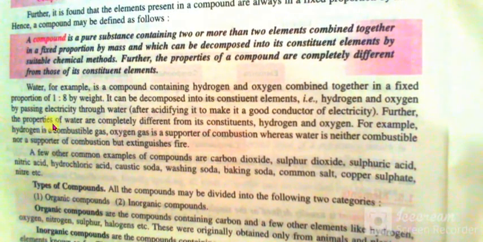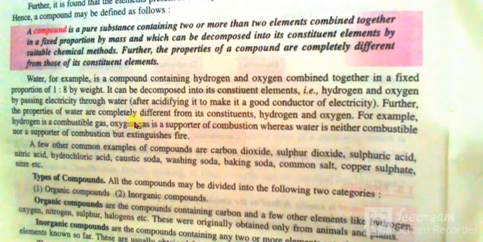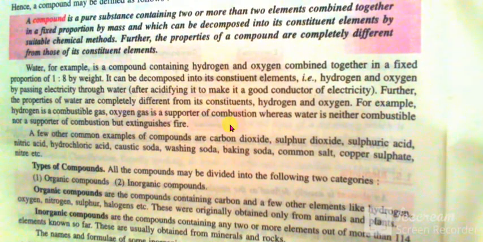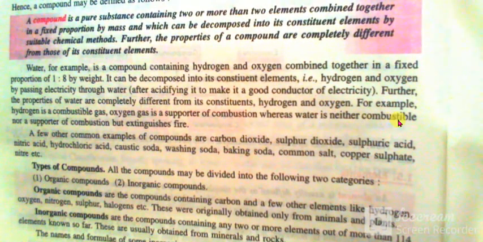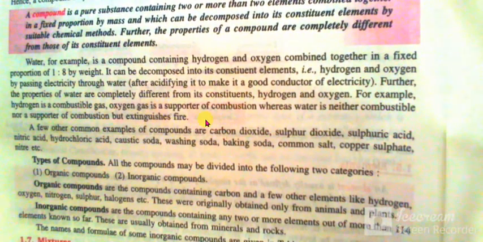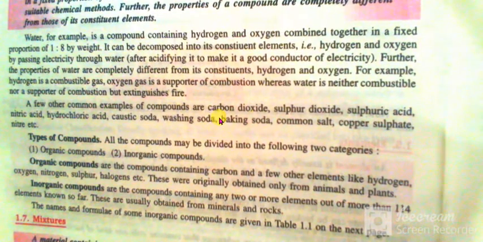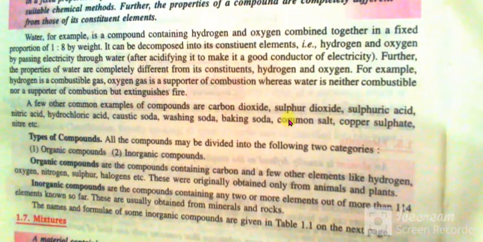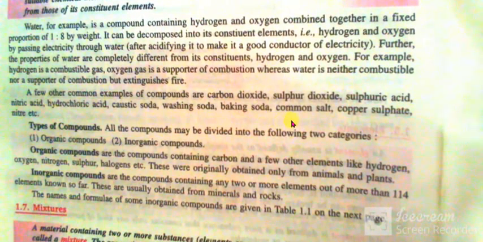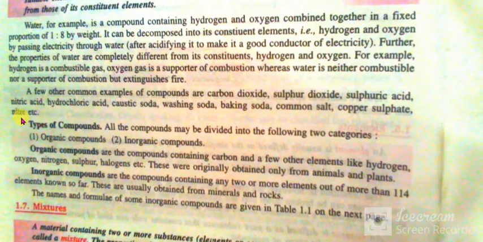Further, the properties of water are completely different from its constituents, hydrogen and oxygen. For example, hydrogen is a combustible gas, oxygen gas is a supporter of combustion, whereas water is neither combustible nor a supporter of combustion but extinguishes fire. A few other common examples of compounds are carbon dioxide, sulfur dioxide, sulfuric acid, nitric acid, hydrochloric acid, caustic soda, washing soda, baking soda, common salt, copper sulfate, niter, etc.